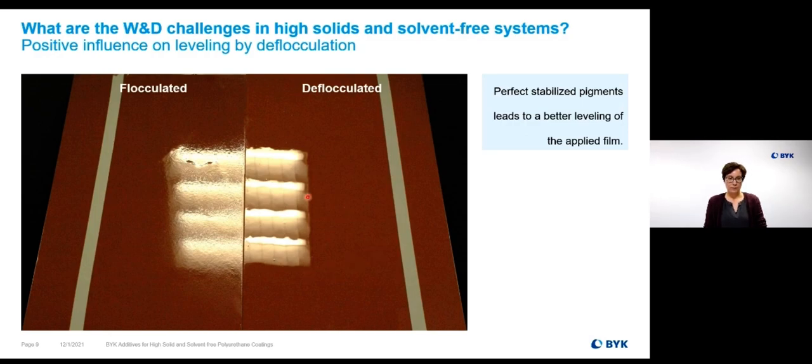In the middle, this here is a reflection of the light. The image of the reflection of the light on the panel, which is right-hand side, is much sharper as compared to that one on the left-hand side. So the use of a wetting and dispersing additive for high solid systems is of prime importance when you want to achieve good results.